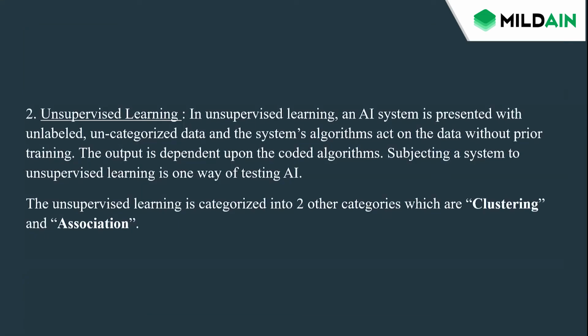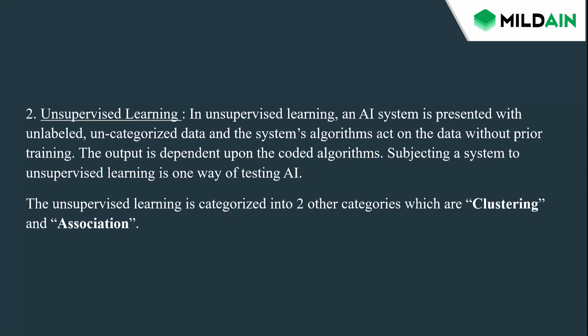Let me come to the second one, which is unsupervised learning. Unsupervised learning is heavily used in AI systems. AI stands for artificial intelligence. We make the system learn by itself. In unsupervised learning, an AI system is presented with unlabeled, uncategorized data, and the system's algorithm acts on these data without prior training. We are not given any training. The output is dependent upon the coded algorithm.